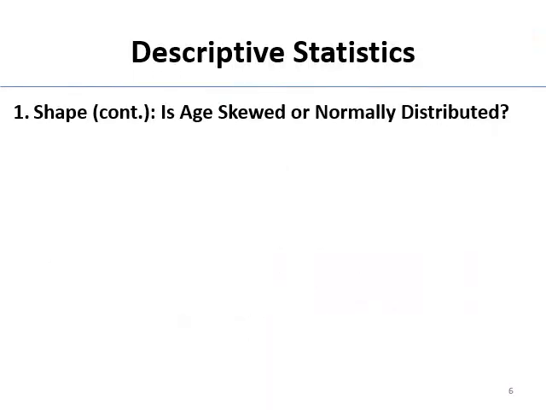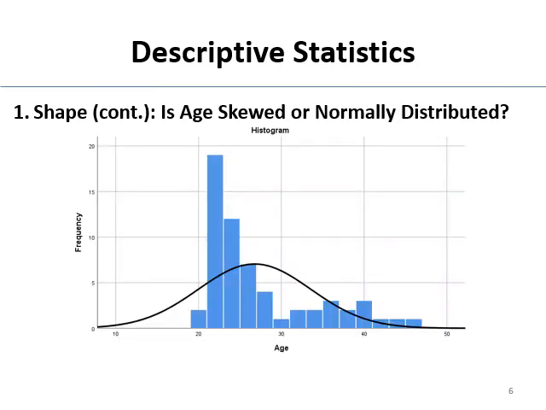So is age skewed or normally distributed? That's the first thing we want to know, the shape. And this is the way we used to do things in this class, where we do a histogram with a normal curve superimposed, and you'd kind of guess.